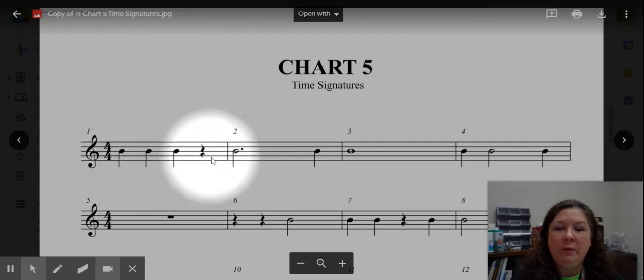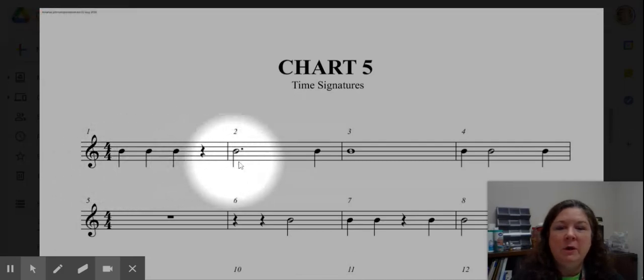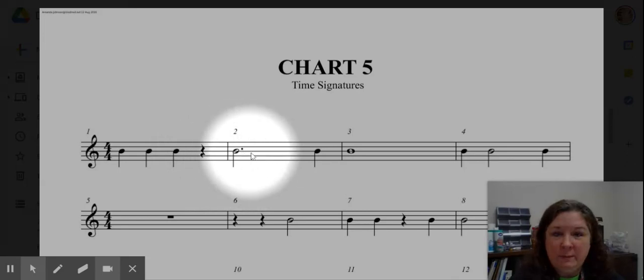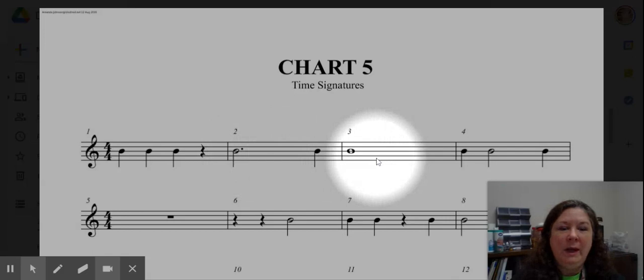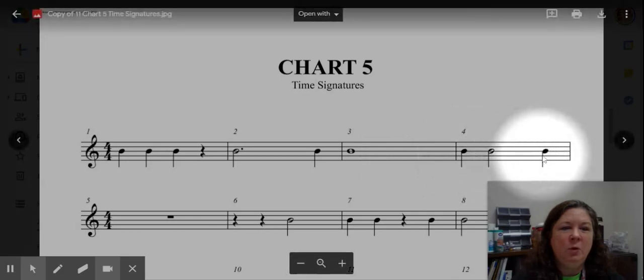So we have a rest on count 4 in the first measure. We have a dotted half note in the second measure. So we remember that that's going to get 3 beats. And notice that we have a whole note in measure 3. And there's a little half note right there in measure 4, sandwiched between 2 quarter notes.